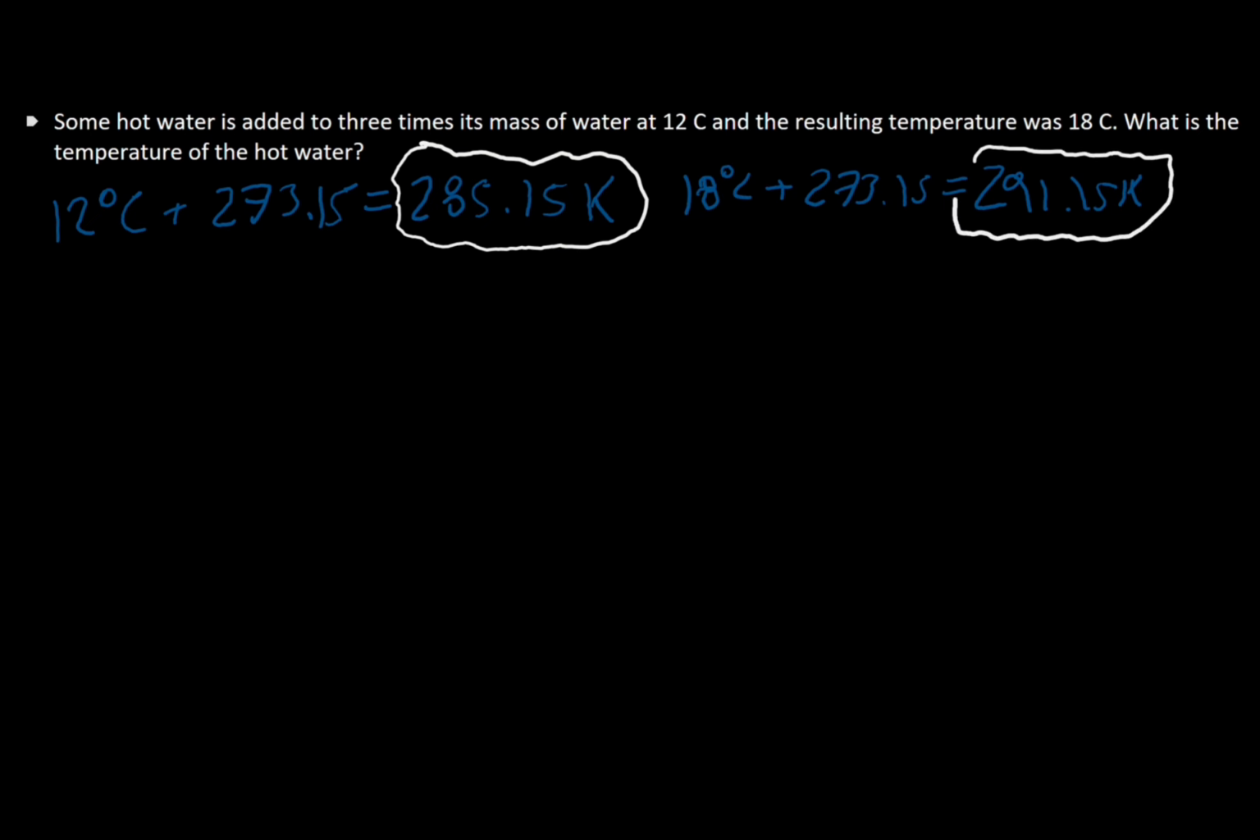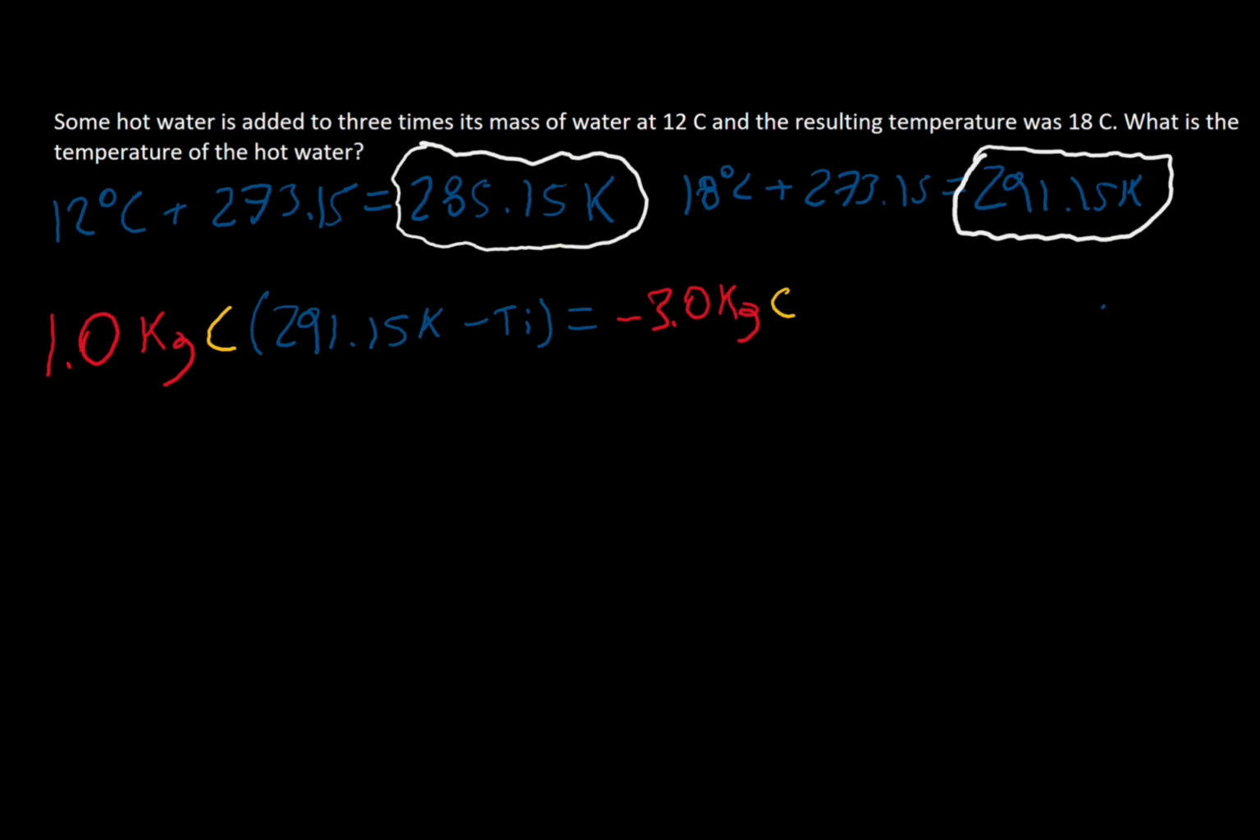Now remembering the formula, we can plug in the mass of the hot water, which is said to be 1/3 of the mass of the other water. So we'll call this one 1 kilogram, multiplied by its specific heat capacity, multiplied by the final temperature minus the initial temperature. So 291.15 Kelvin minus the initial temperature equals, remember, negative, and also the mass is 3 times more than the hot water, so we'll call that 3 kilograms multiplied by the specific heat capacity multiplied by the change in temperature, which would be 291.15 Kelvin minus 285.15 Kelvin.